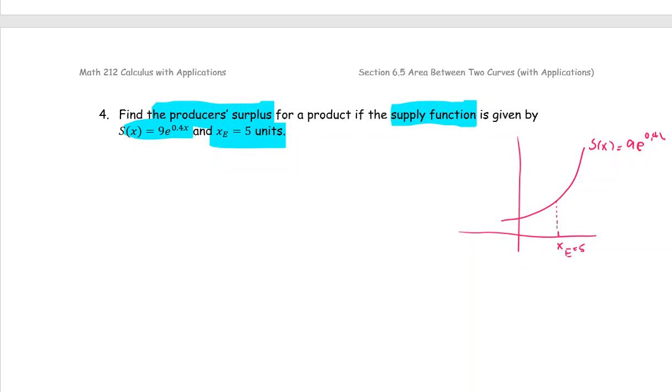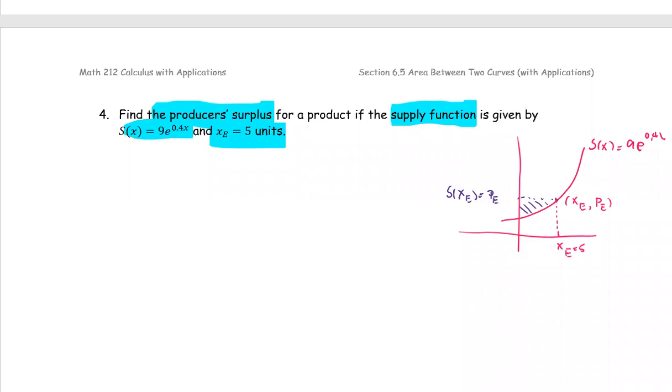So this is the equilibrium point, the xe, the PE. We are looking for the producer surplus, and this point is the PE, which is the same as the S at XE. The producer surplus is going to be the additional area here.